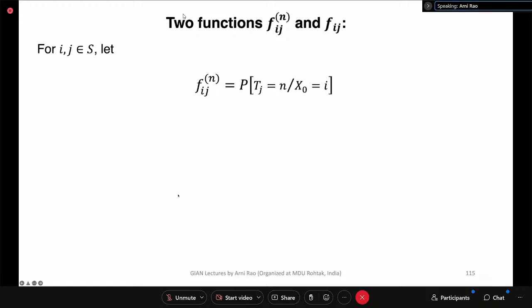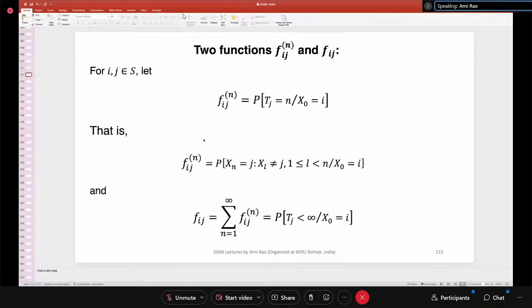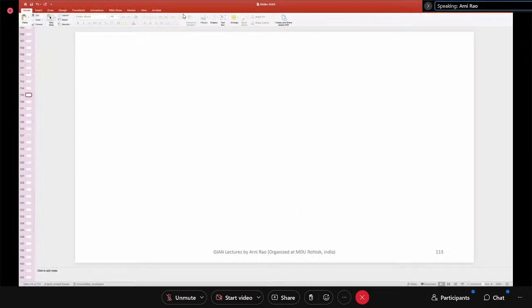So for i, j belonging to state space S. But maybe before I go to that, let me give some examples of the previous two definitions. Let me add a slide here. Suppose the sample space S equal to {H, T}, and then you have, say, x0 equal to T, and you only toss a coin 3 times. Suppose that's an experiment: 3 times you toss a coin.